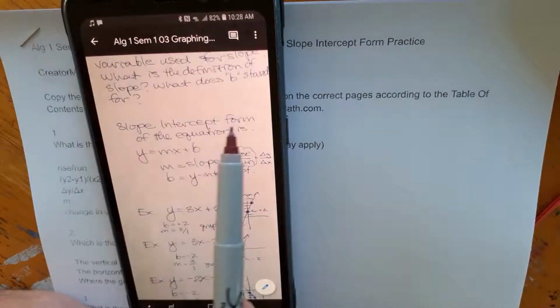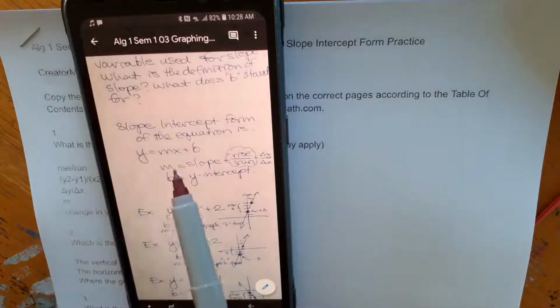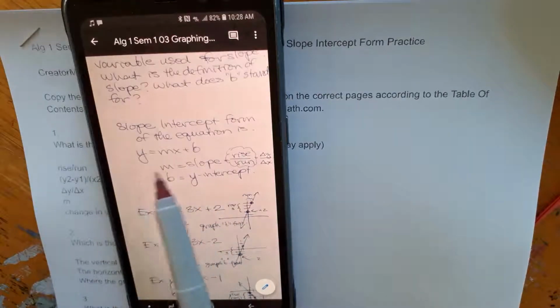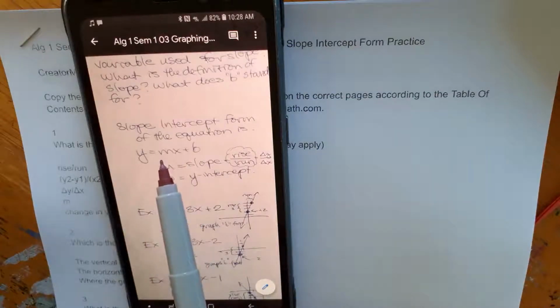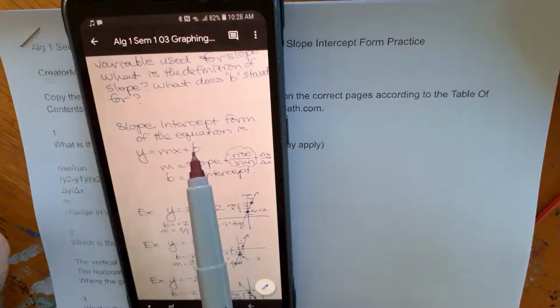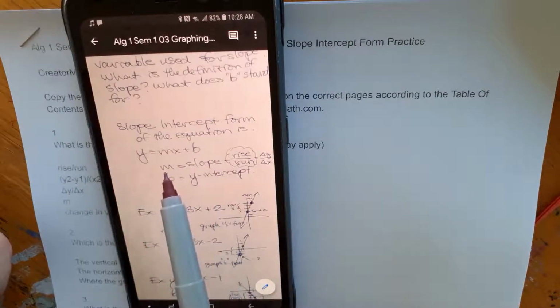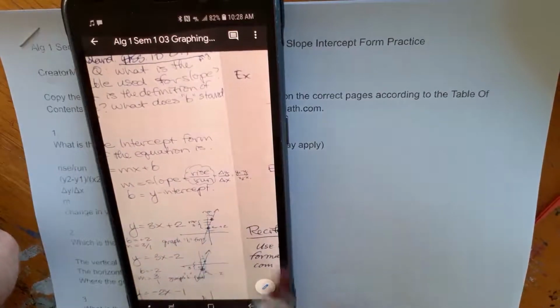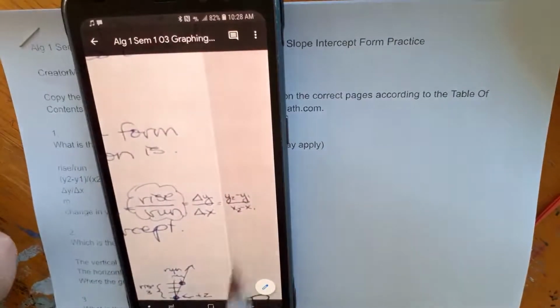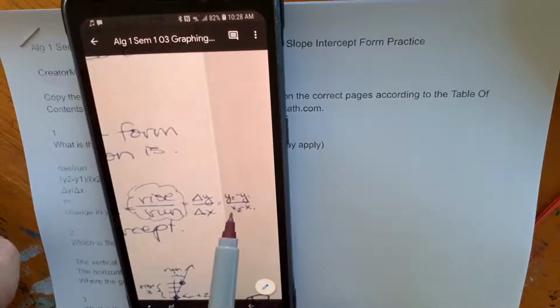This is talking about the slope-intercept form of the equation, which is y equals mx plus b, the all-famous y equals mx plus b. There's a y and an x because we have an x and a y-axis on the Cartesian coordinate graphing system. We have an m, which is a slope, and we have a b, which is a y-intercept. So the slope m equals rise over run, also known as delta y over delta x, also known as y2 minus y1 over x2 minus x1.